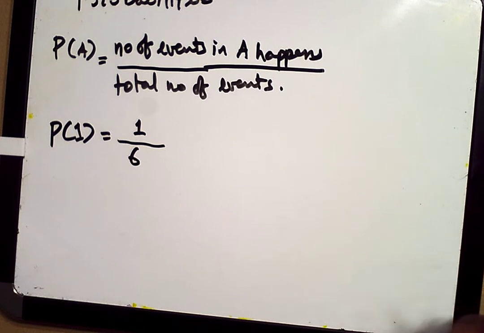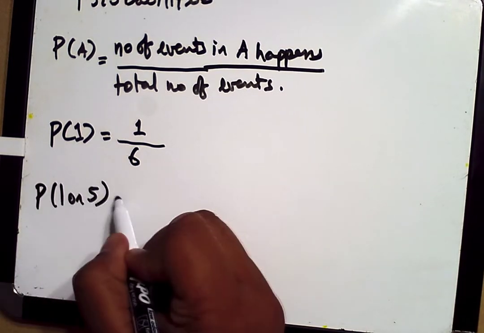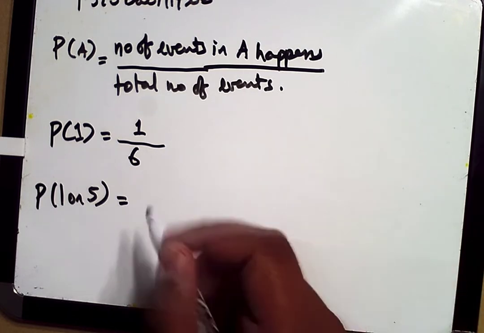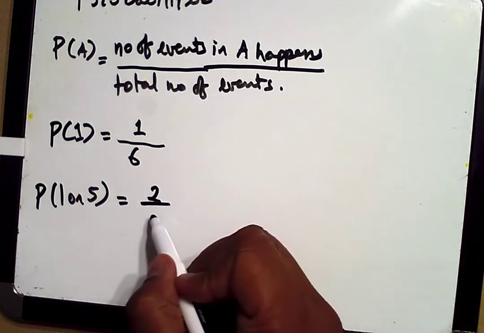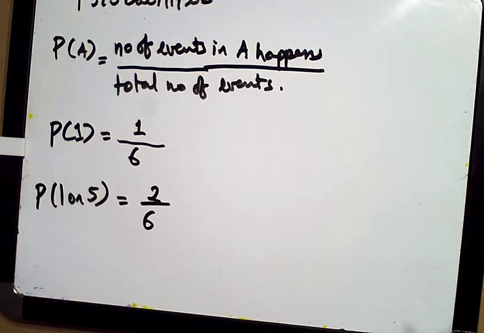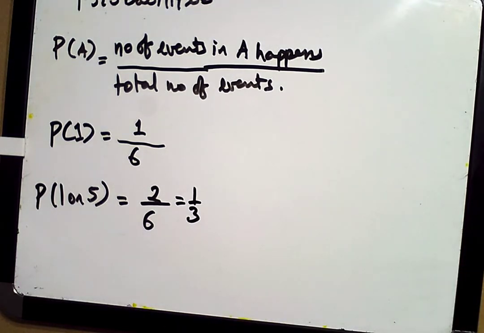Then we can look at another case. Let's say we want the probability of 1 or 5 appearing. In this case, there are 2 possibilities which will be satisfactory to us. So we'll put a 2 here. Again, the total number of cases possible is 6. So here the probability is 1/3. So in this way, we can find the probabilities.